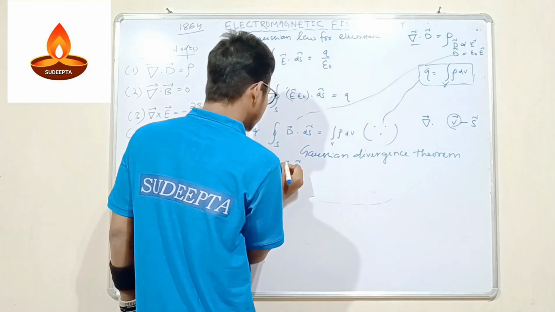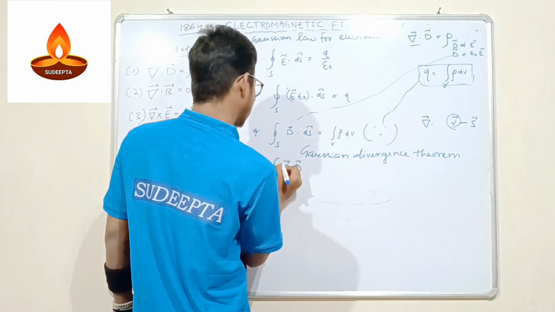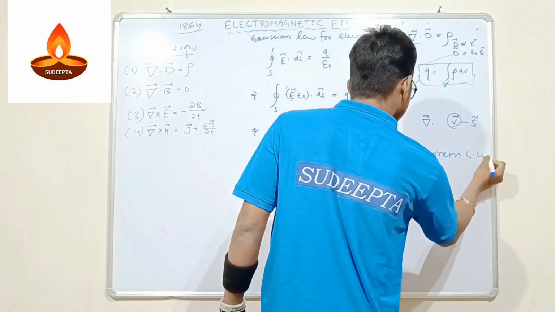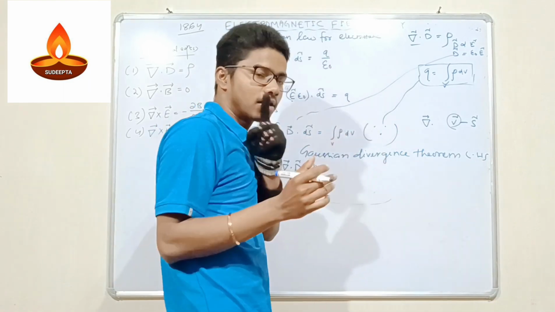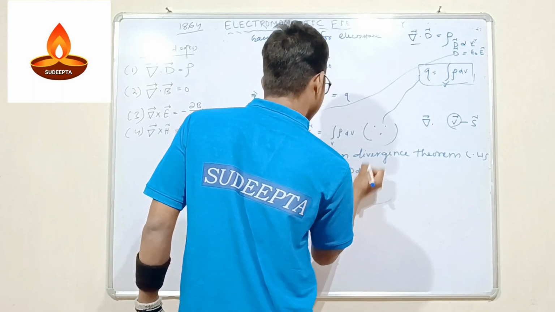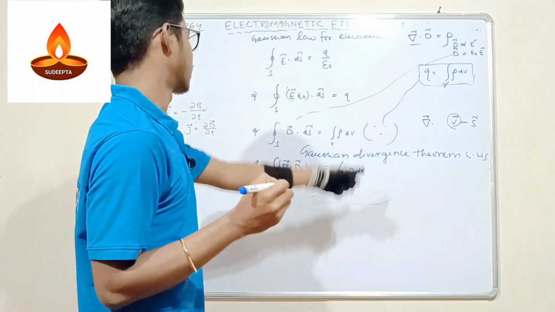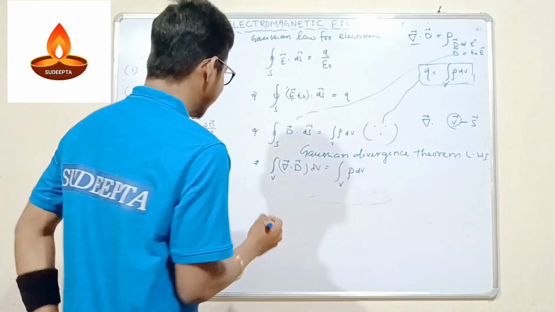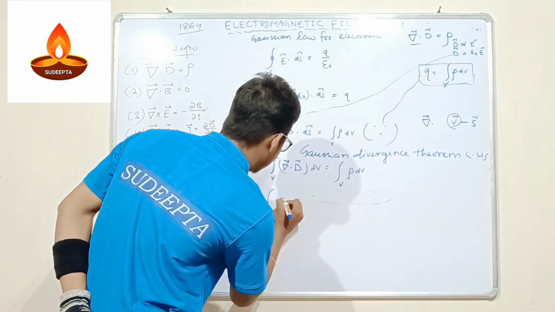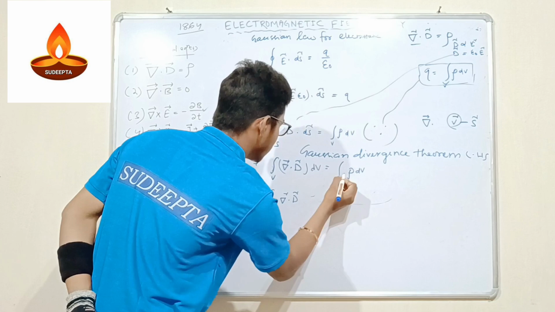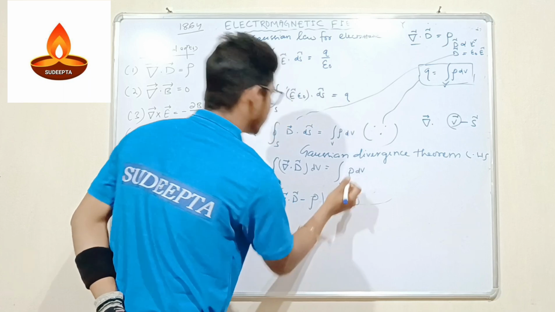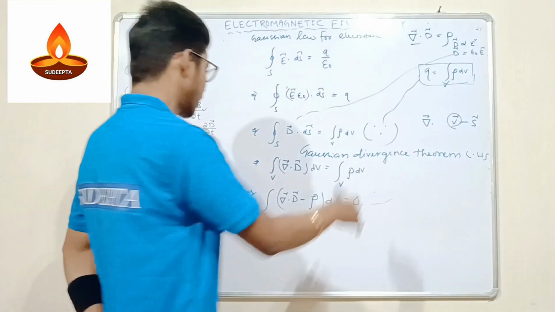So what will happen here? It will be dv on the left-hand side, because on the right-hand side it is already rho dv, and we want to bring everything to a single side. Here also dv, here also dv. So bringing it to a single side, it will be the volume integral of (divergence of D minus rho) dv is equal to 0.